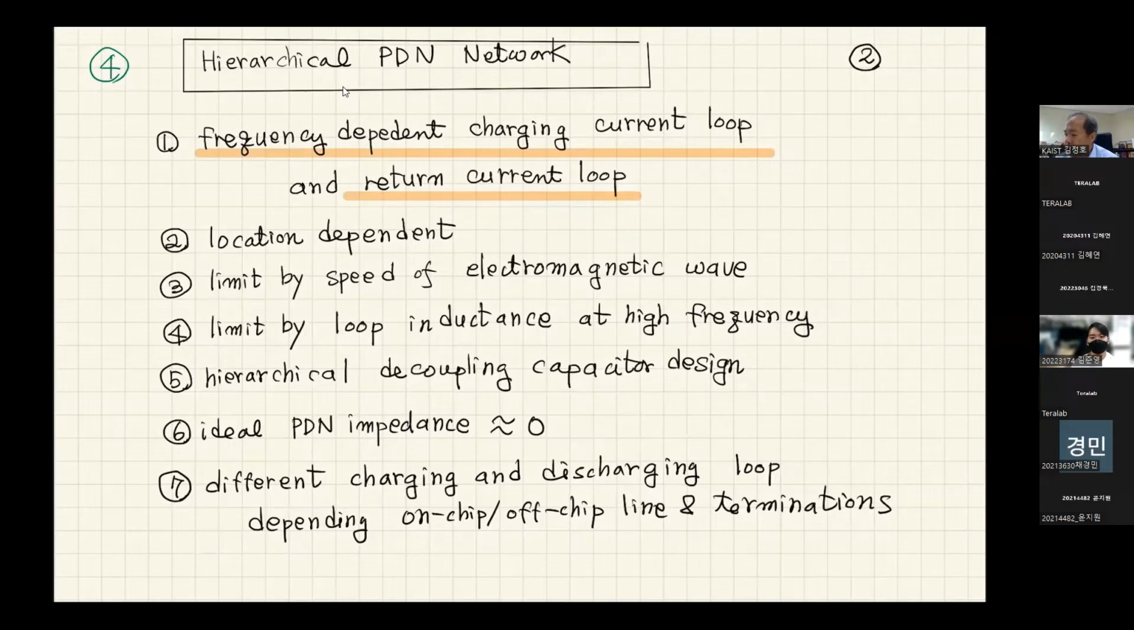Also, our network design is location-dependent. Ideally, we want to put an infinite amount of decoupling capacitors as close as possible, but we have to use a hierarchical design. Later, not now, I'm going to talk about how the switching current supply will also be limited by the speed of electromagnetic wave.